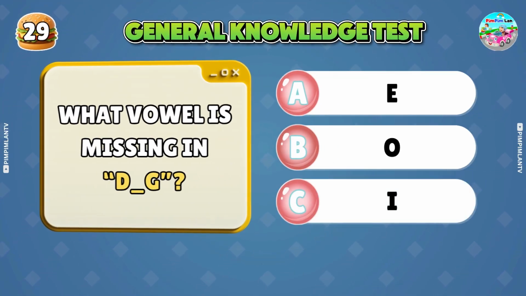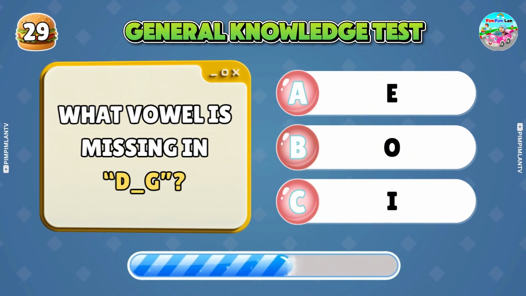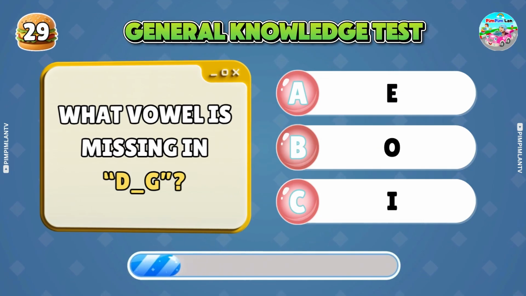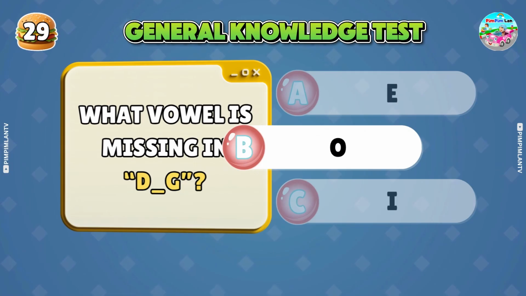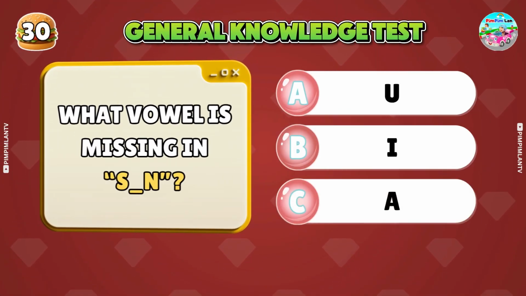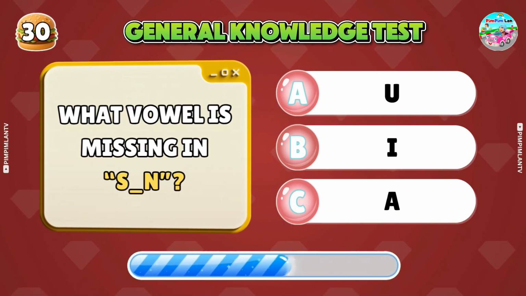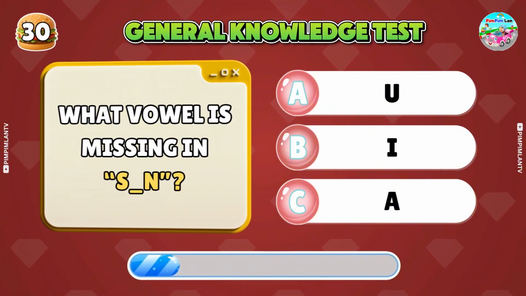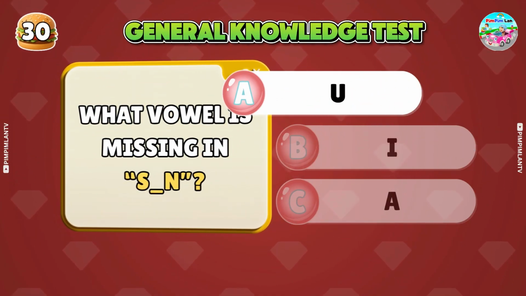What vowel is missing in D_G? Spot on! Dog rounds out with an O. What vowel is missing in S_N? Sun shines with a U in the middle.